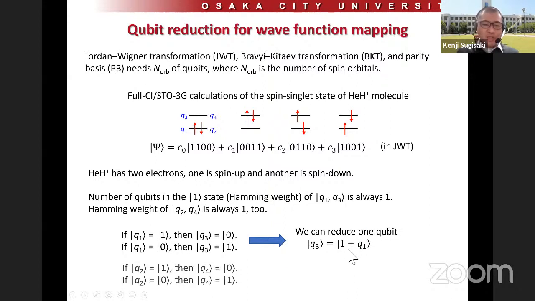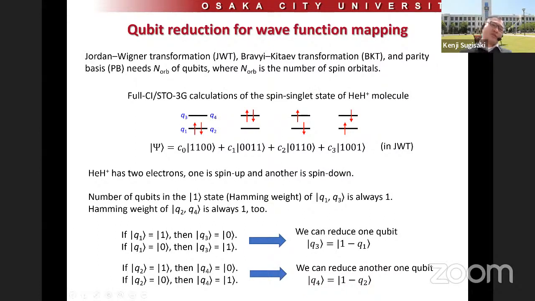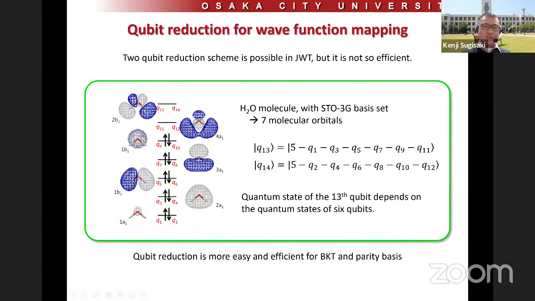Again, for spin beta orbitals, if the quantum state of Q2 equals 1 state, we can safely say that Q4 is in the 0 state, and vice versa. So by applying this symmetry, we can reduce another 1 qubit, in this case Q4, because the quantum state of Q4 can be written as 1 minus Q2. But unfortunately, this two-qubit reduction scheme is possible in Jordan-Wigner cases, but it's not so efficient. I will explain in this slide.